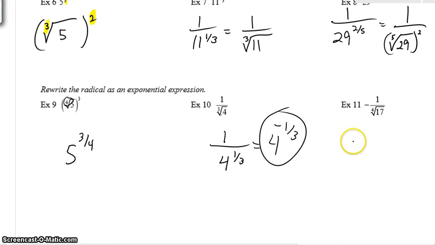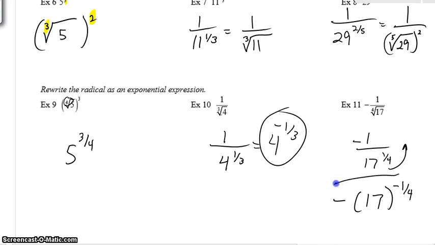Watch out for number 11, our very last one. This is down below, 17 to the 1/4 power. I'm going to bring that up. So I'm going to have a negative. That's from the numerator, really. And then I'll have 17 to the negative 1/4 power.